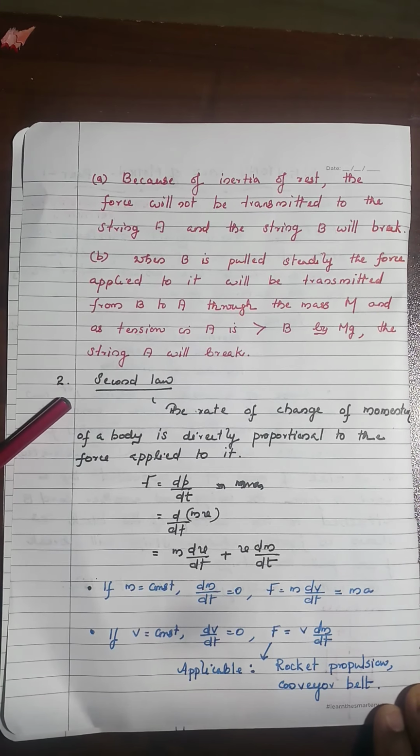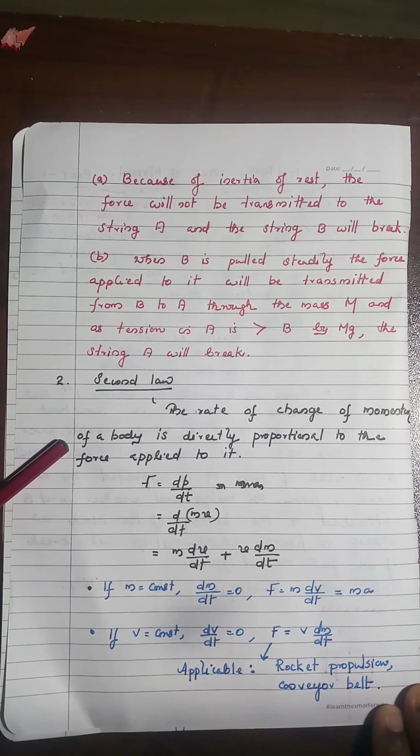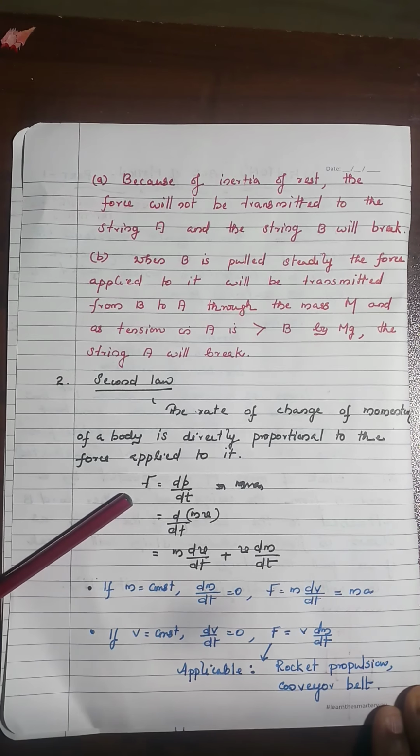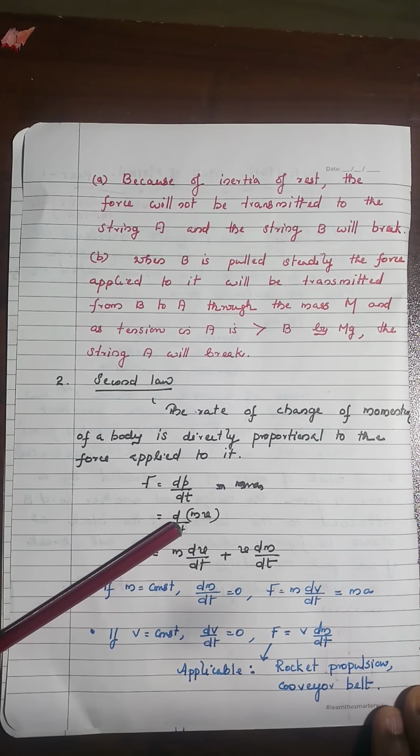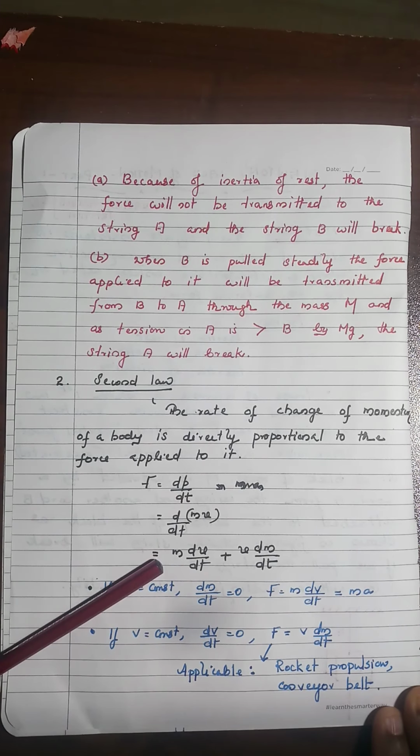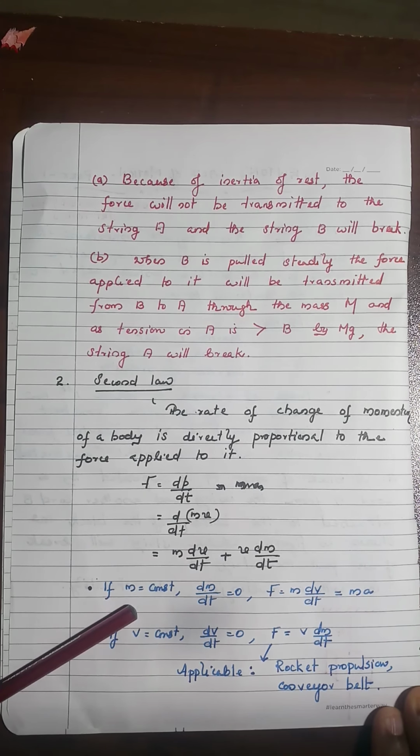Newton's second law, the definition of force: the rate of change of momentum of a body is directly proportional to the force applied to it, as you know. We know the concept as F is equal to dp by dt. We can substitute momentum as m into v. You can just differentiate, and we get two terms, but they are used independently. Look at the situation.